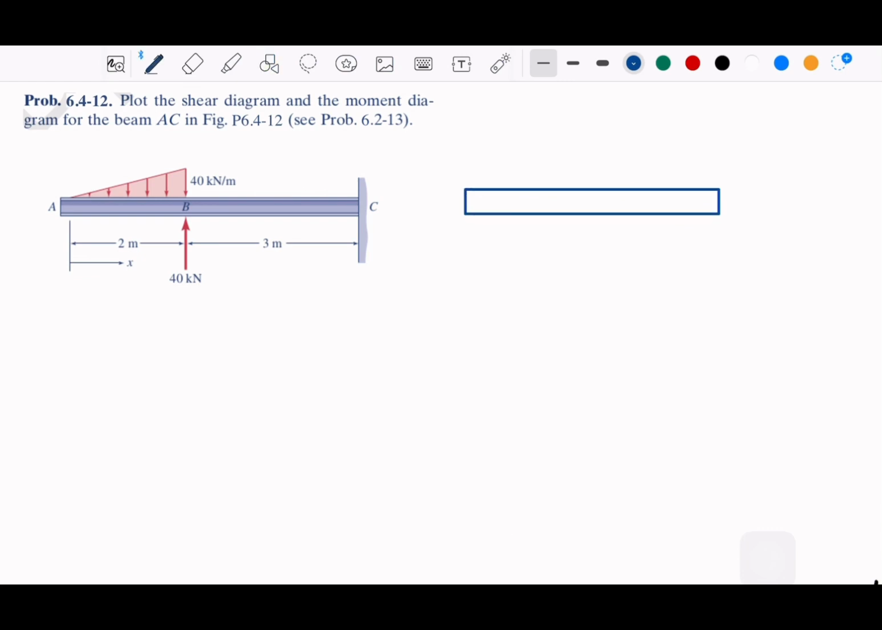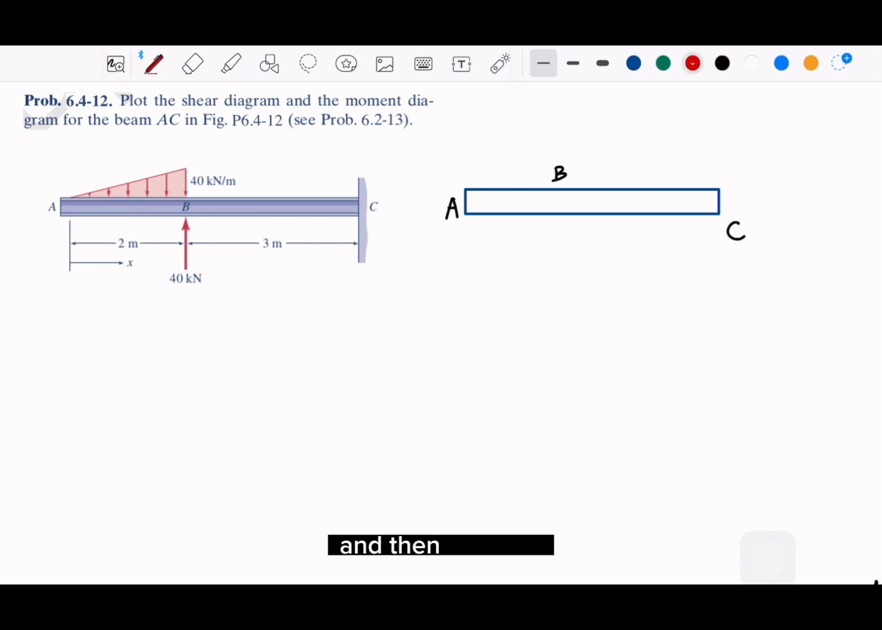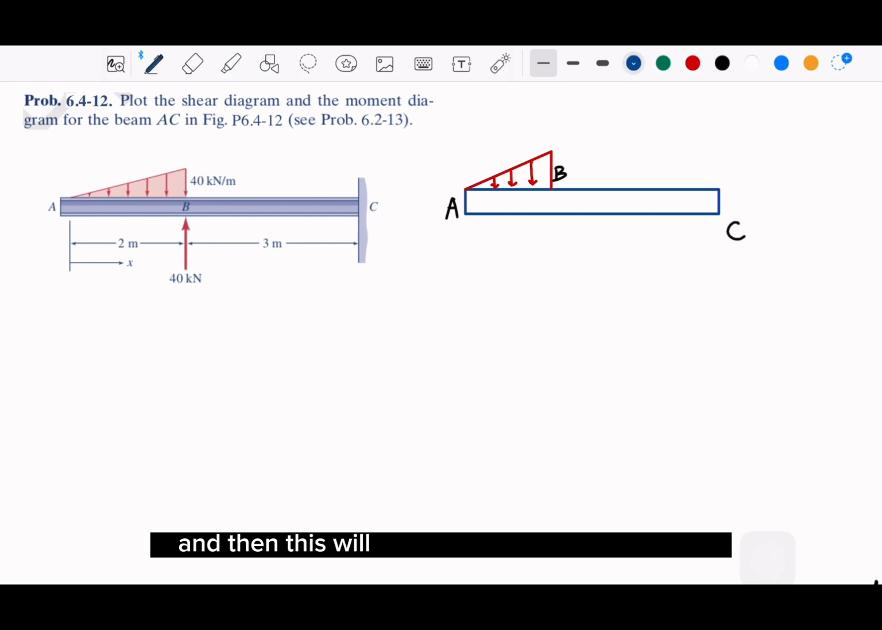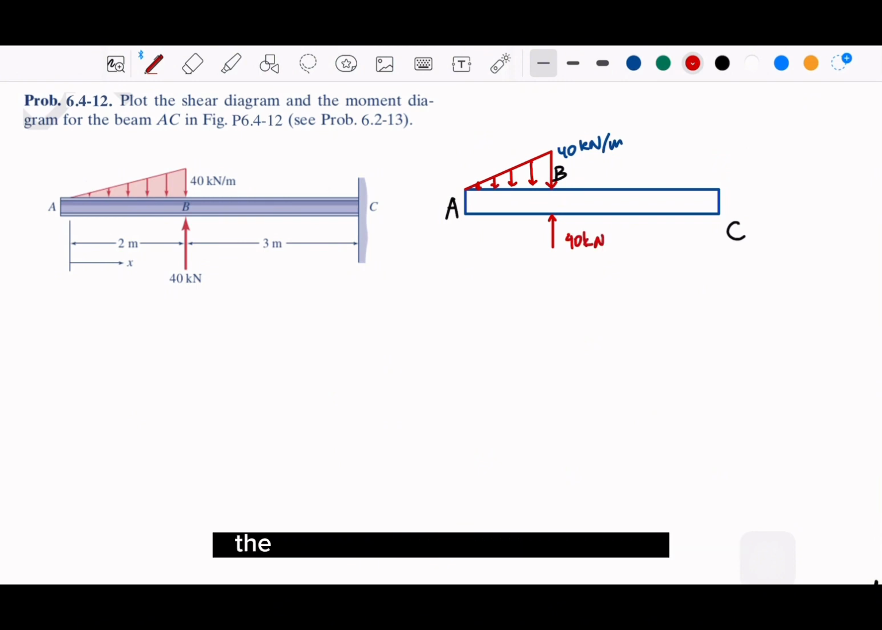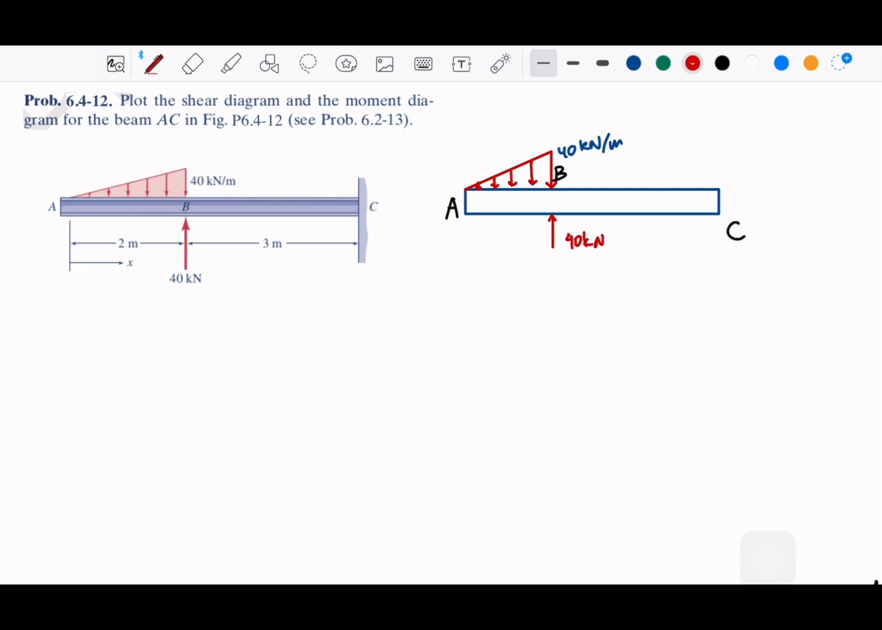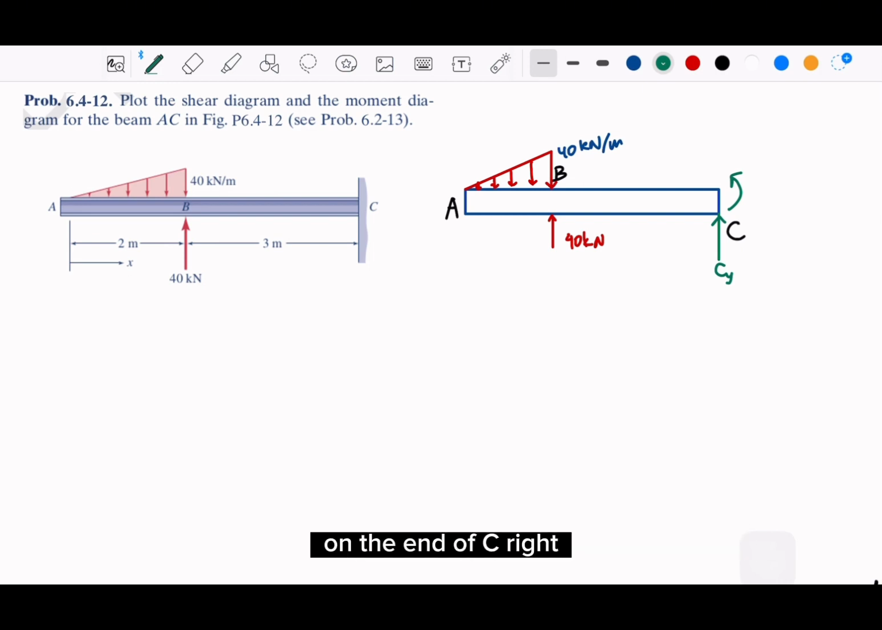Okay, and then let me make a free body diagram. So this is A, and let's say this is B, and then this is C. Then we have the triangle for the load distribution, and this will be 40 kilonewton per meter, and then that part, 40 kilonewton, is the external force on point B. We have the external reaction here, let's name this Cy, and then we have a moment here because it's fixed at the end of C, right? So moment C.